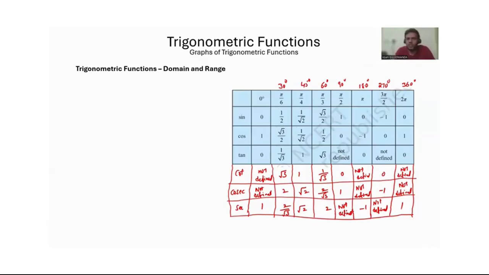Now, this is the range we discussed, right? So sine is between minus 1 and 1. That's what we saw, right? That's the range. And cos is also between minus 1 and 1. And tan is from minus infinity to infinity, right? And cot is also from minus infinity to infinity. And cosecant is minus infinity to minus 1 and 1 to infinity, but not the values between minus 1 and 1. Similarly for secant, it is minus infinity to minus 1 and 1 to infinity.